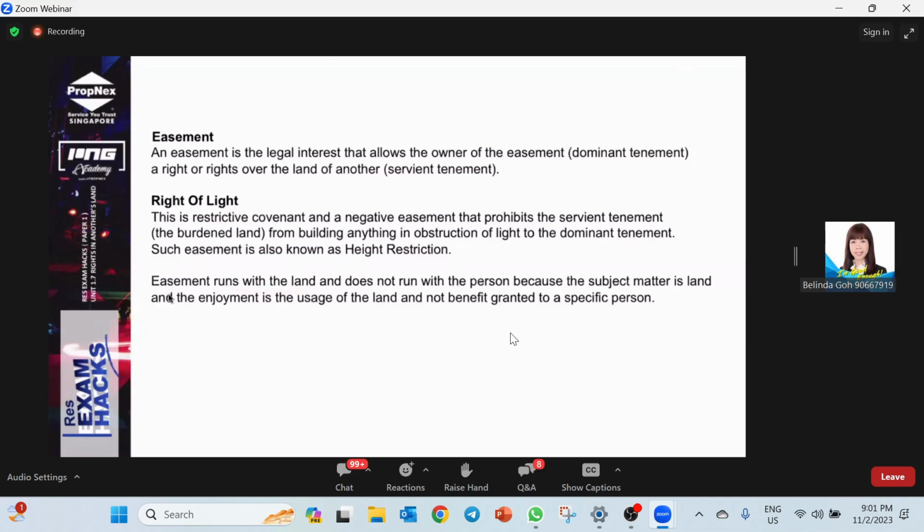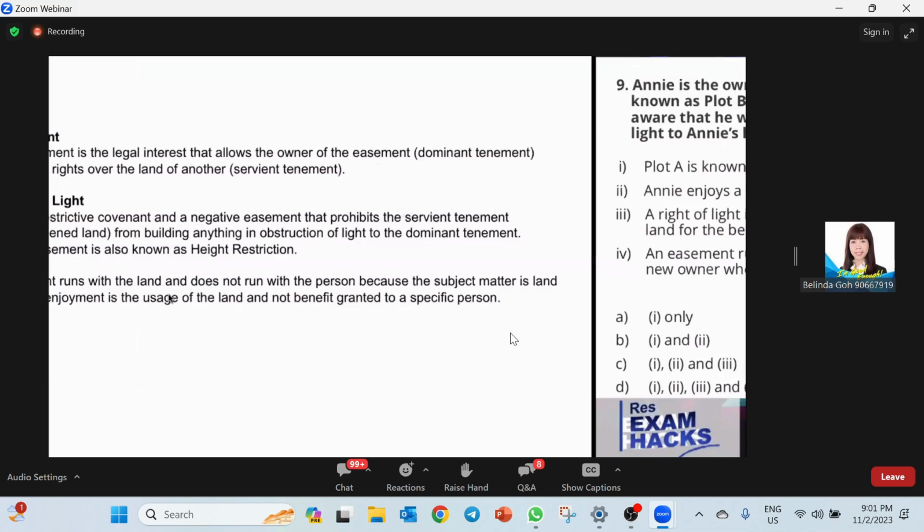Remember, this is very important because the subject matter is land. And the enjoyment is the usage of land and not a benefit granted to a specific person. That is known as license. I hope this is very, very clear for you all. Right. So the answer will be D.